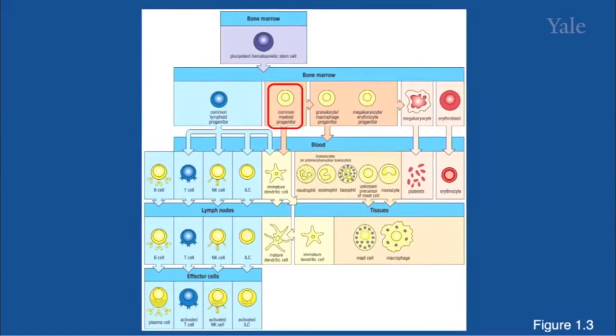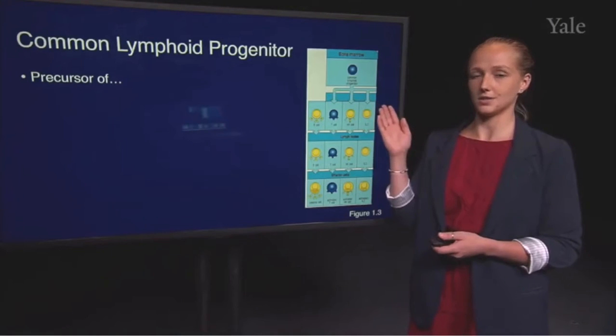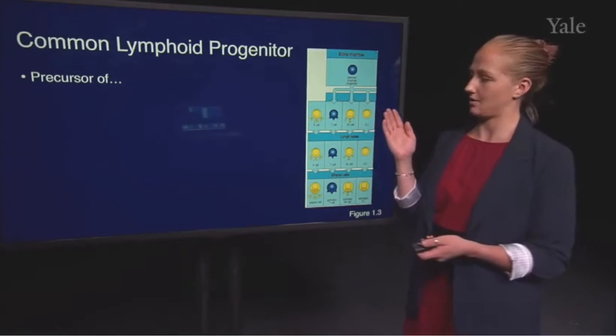Now that we've gone through a large variety of the common myeloid lineage, let's shift gears to the other cell derived from pluripotent hematopoietic stem cells, the common lymphoid progenitor cell. If we look at this lineage of cells, you can also see that the progenitor cell is itself not fully differentiated.